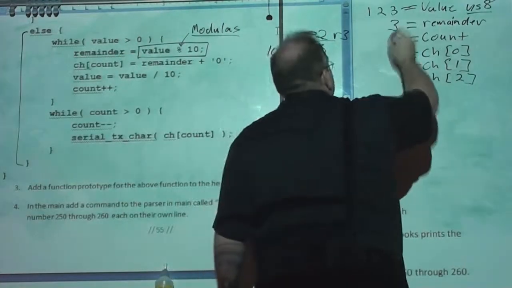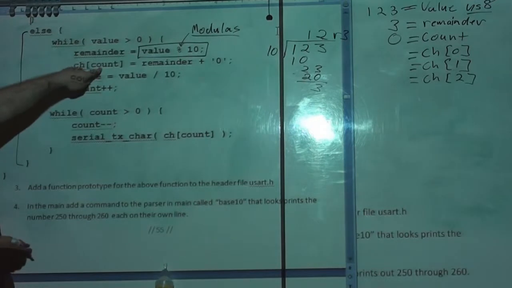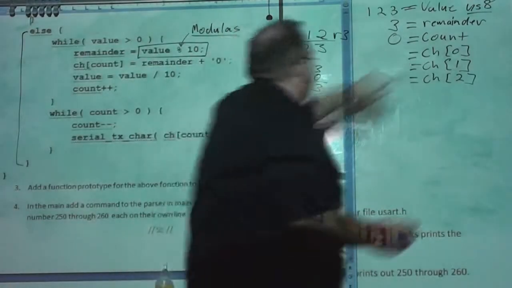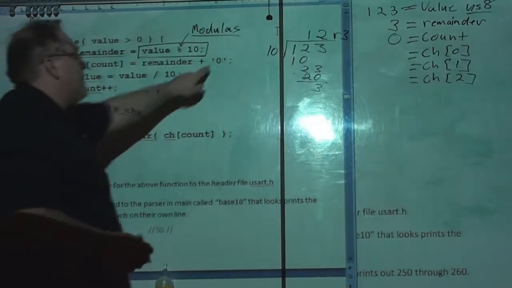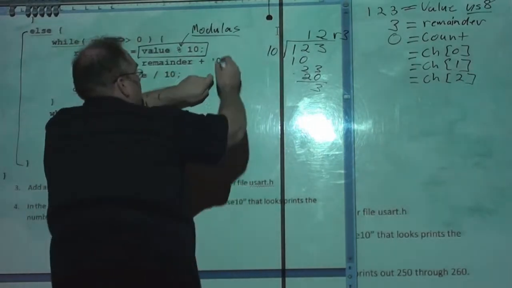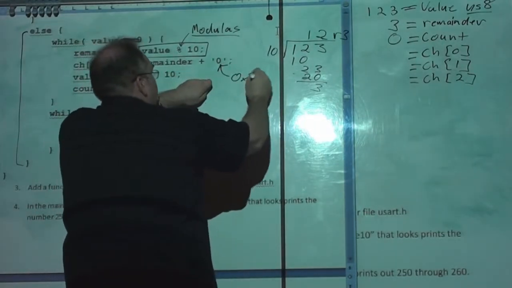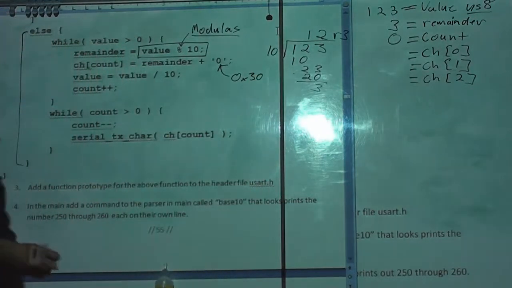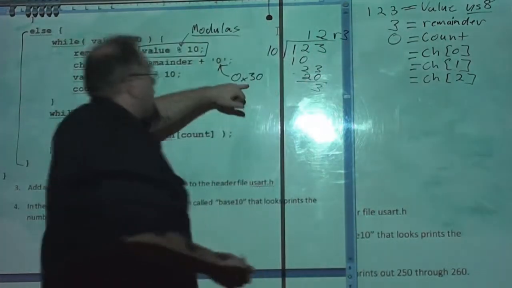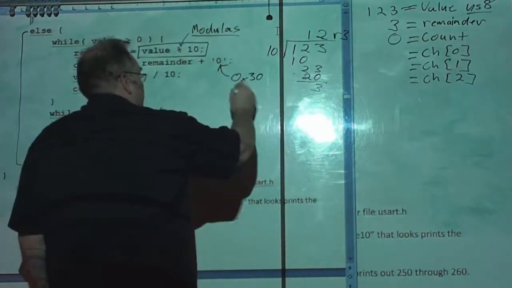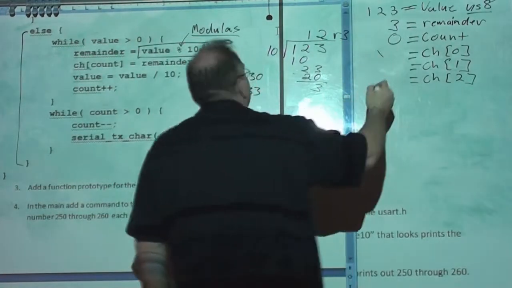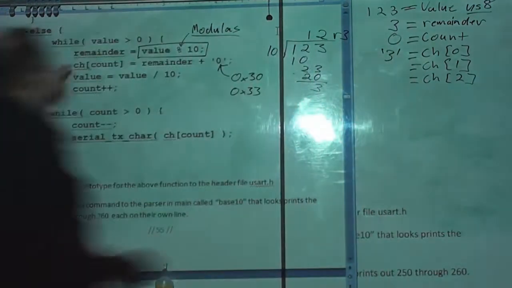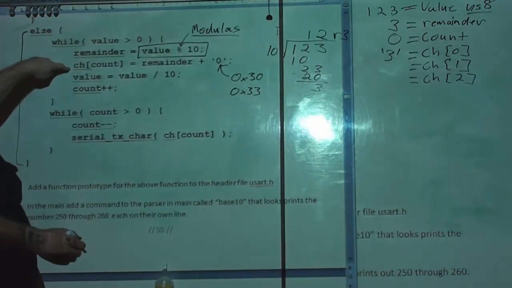So the next line of code says ch[count], and remember count right now is 0. So ch0 is equal to the remainder plus the ASCII value 0. The ASCII value 0 is 30. This ASCII value here is 0x30 in hexadecimal. The remainder is 3. 30 plus 3 is 33. And 33, the hexadecimal value 33, is ASCII 3. So ch0, we store the ASCII value 3.